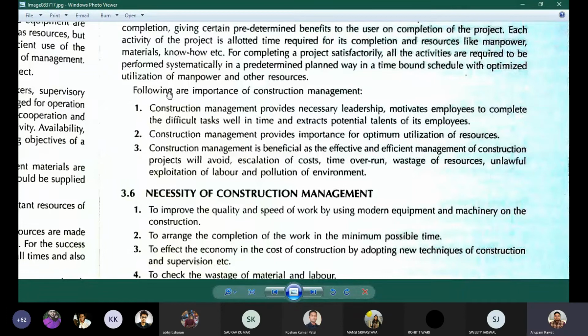Some of the importance of management are: construction management provides the necessary leadership, motivates employees to complete difficult tasks in time, and extracts potential talent from its employees. Construction management provides optimum utilization of resources. It is beneficial as effective and efficient management of a construction project will avoid escalation of cost, time overrun, wastage of resources, unlawful exploitation of labor, and pollution of the environment.